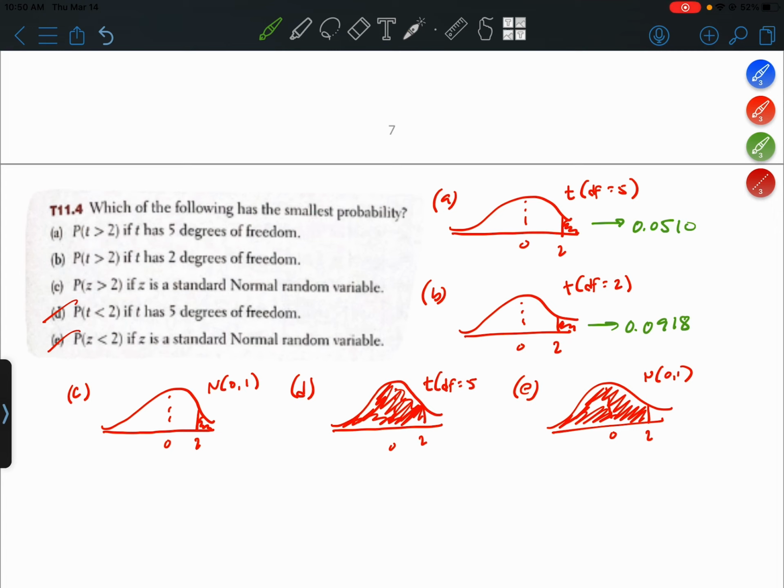Finally, normal CDF, lower bound 2, upper bound 999, mean 0, SD 1. And this has area 0.0228. So of the 3 that we haven't eliminated yet, C has the smallest area.